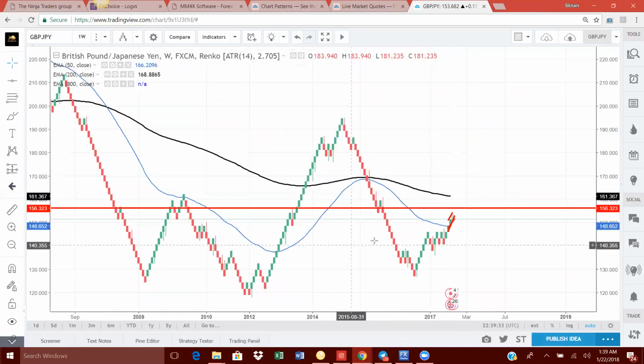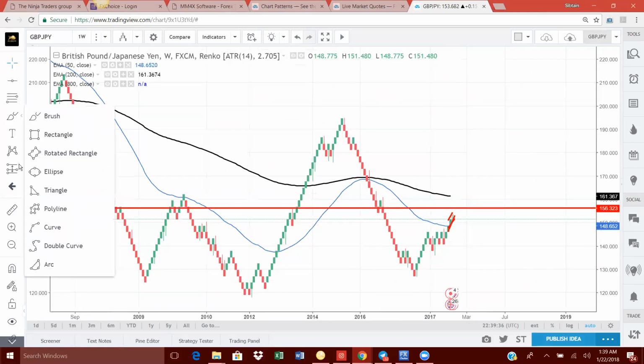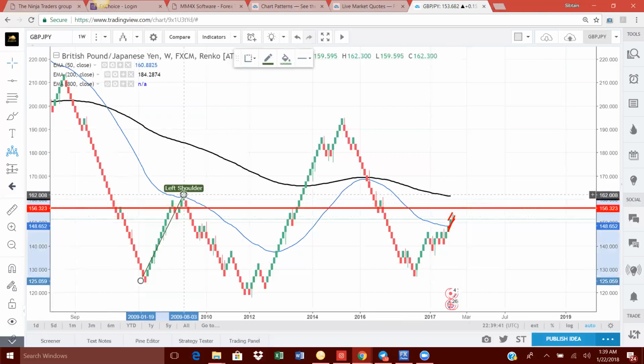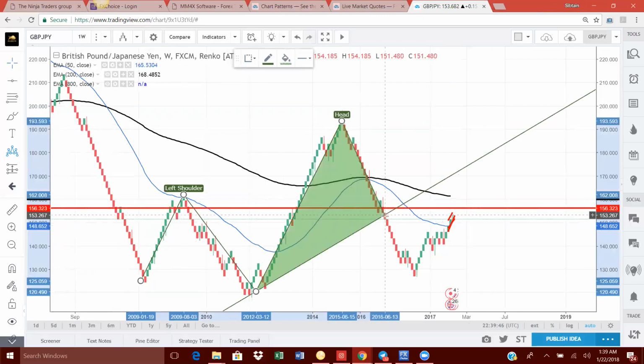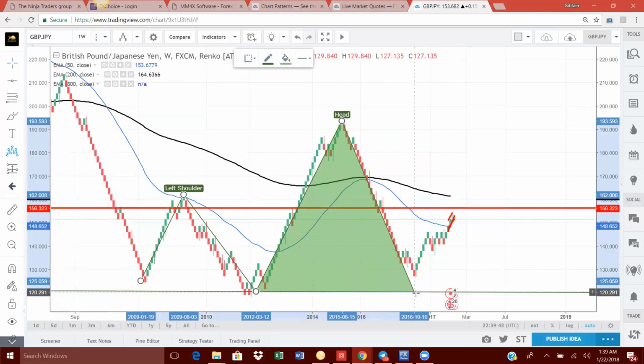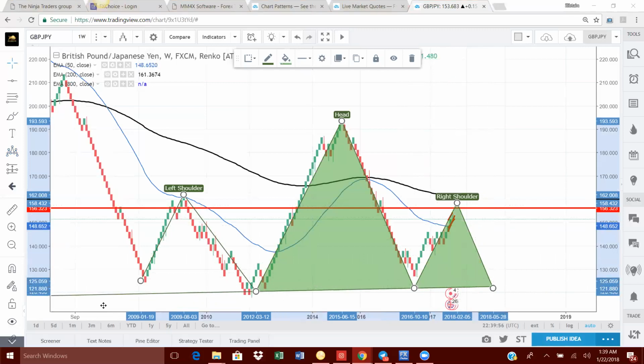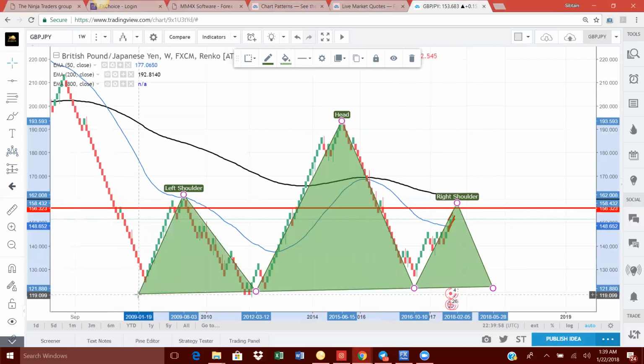And on weekly, maybe we should draw a big one. Where is my head and shoulder here? So everyone can see, right? Because this webinar is recorded. So this is the weekly Renko chart, and the Renko chart shows a very clear left shoulder, head and right shoulder.